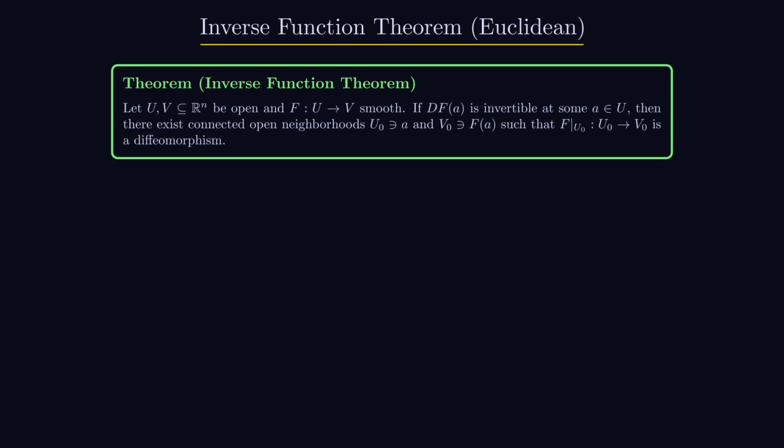The restriction of f to U0 is then a smooth bijection from U0 onto V0, whose inverse is also smooth, a diffeomorphism. The theorem is purely local. It makes no claim about f outside U0.